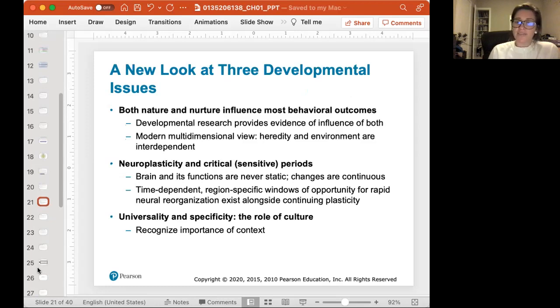Developmental research provides evidence of influence of both. Modern multidimensional view shows that heredity and environment are dependent upon each other. Inter means between. So neuroplasticity in critical sensitive periods: brain and its function are not static. Changes are continuous. Time-dependent, region-specific windows of opportunity for rapid neural reorganization exist alongside continuing plasticity. And lastly, universality and specificity, the role of culture. Recognize the importance of context.